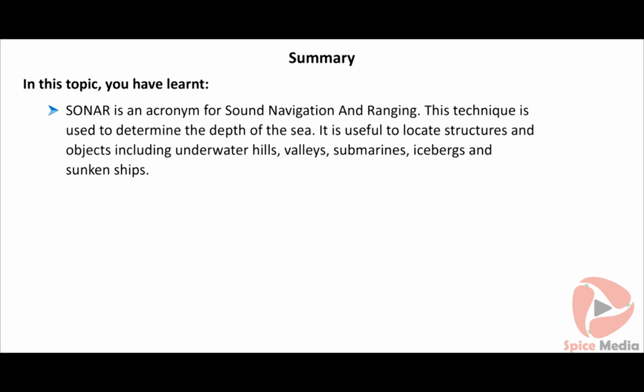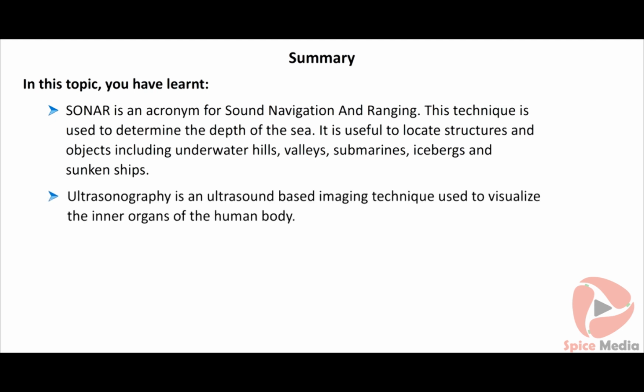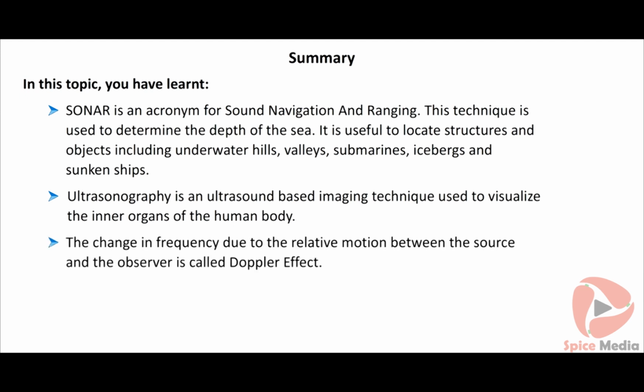In this topic, you have learned SONAR is an acronym for Sound Navigation and Ranging. This technique is used to determine the depth of the sea. It is useful to locate structures and objects including underwater hills, valleys, submarines, icebergs, and sunken ships. Ultrasonography is an ultrasound-based imaging technique used to visualize the inner organs of the human body.